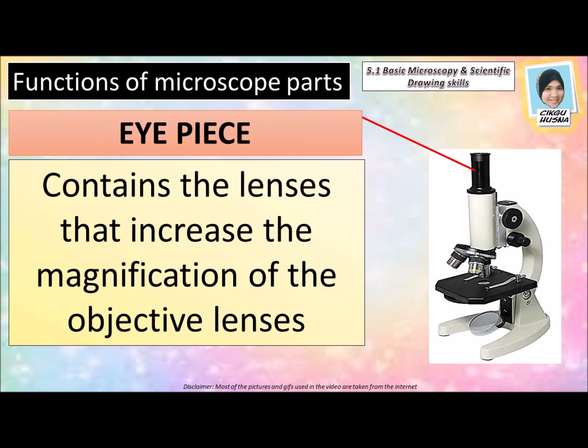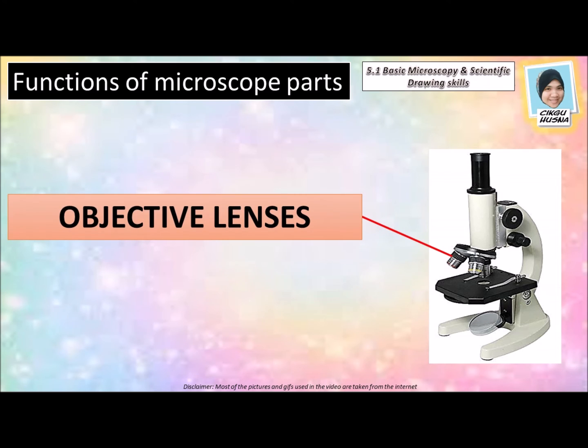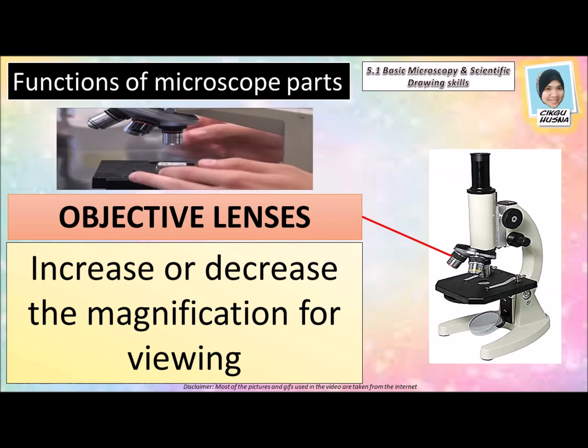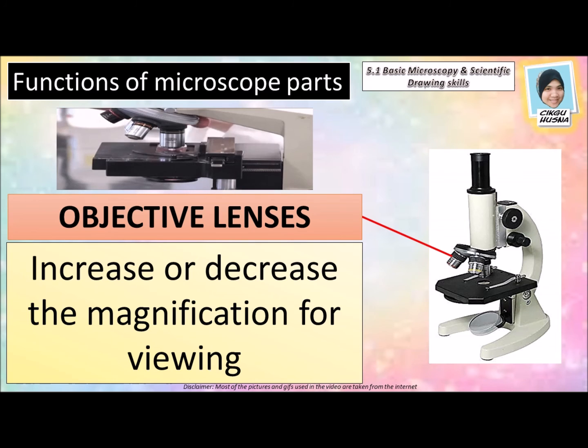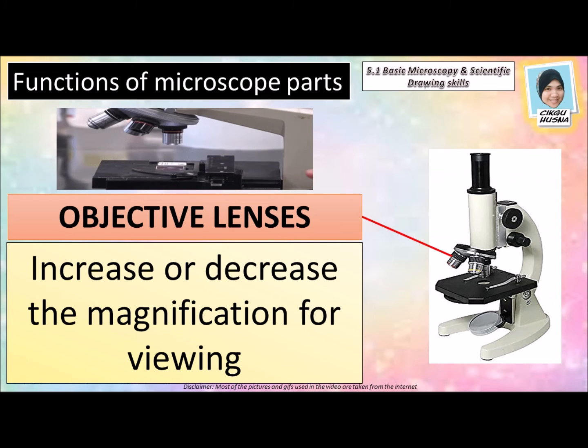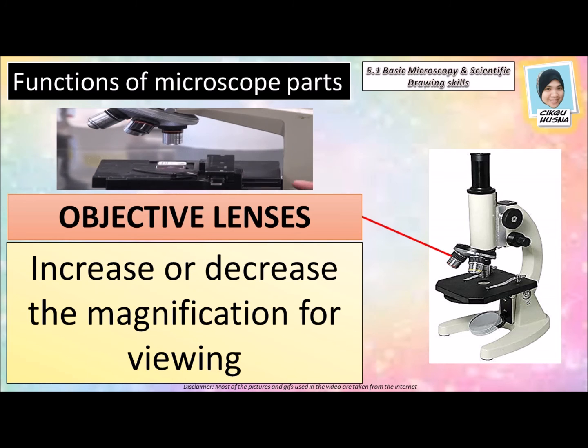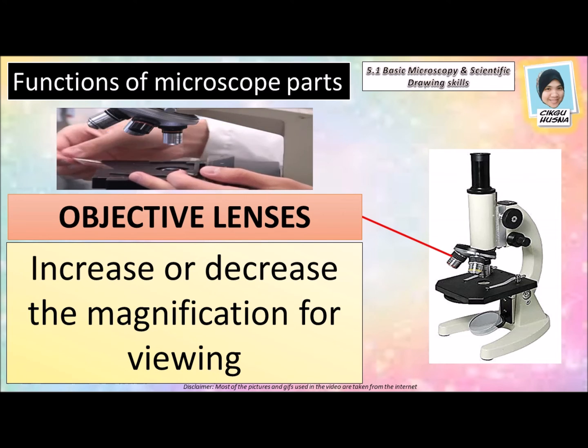Eyepiece. It contains the lenses that increase the magnification of the objective lenses. Objective lenses. Objective lenses are used to increase or decrease the magnification for viewing. As you see in the short clip there, objective lens boleh dipusing-pusing untuk kamu memilih mana satu nak dipakai.